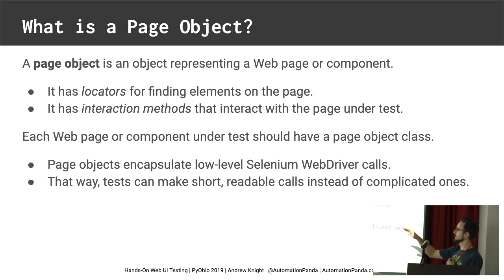Page objects encapsulate low level Selenium driver calls, which we'll get to. And that way, tests can make short readable calls instead of complicated ones, right? I like going top down, so I like having my test steps, and then the next step would be, let me define what my page object calls should be. Things like search page.load, results page.giveMeAllThings.